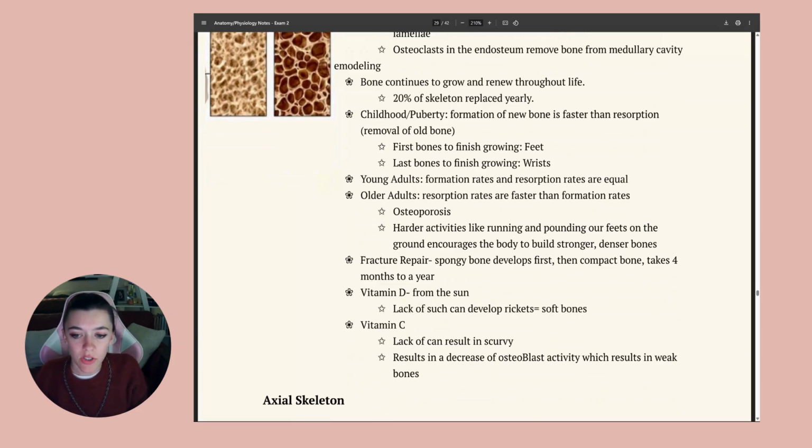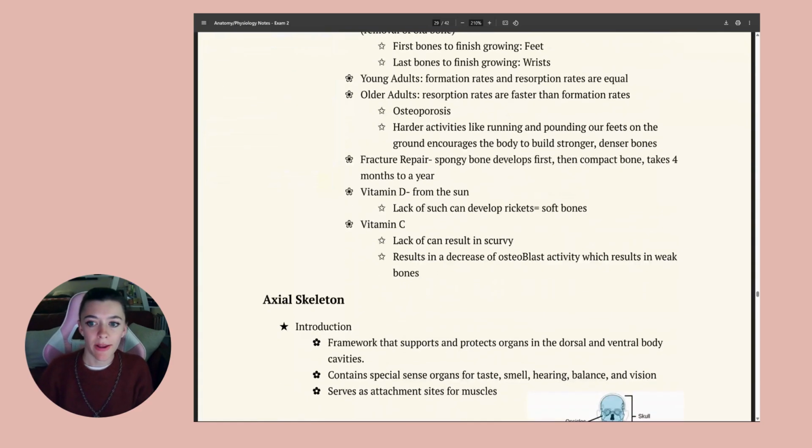A note here is going to be osteoporosis, and another note is that harder activities like running and pounding of our feet on the ground encourage the body to build stronger and denser bones. So the more you run, the more you do high impact sports, your body is going to be building denser, stronger bones to work with that.